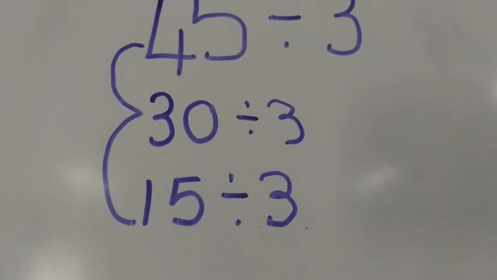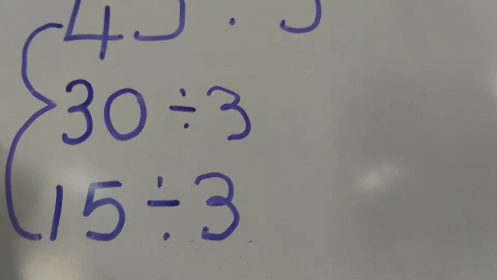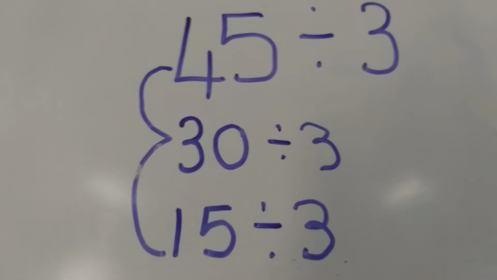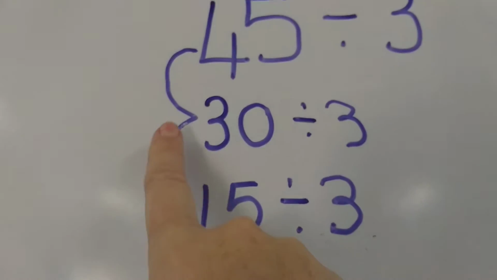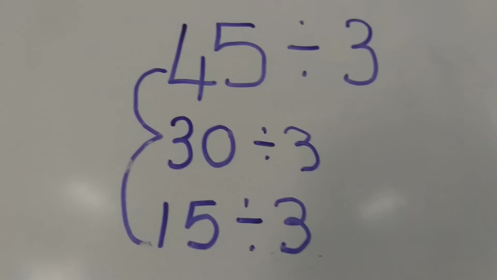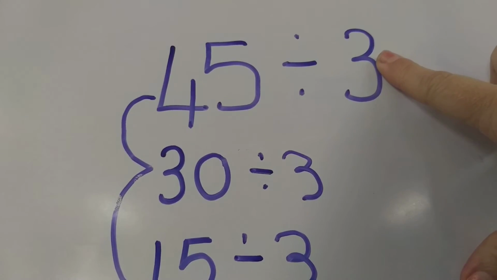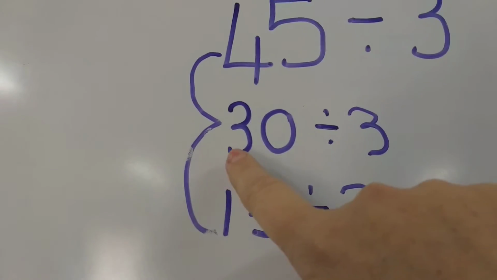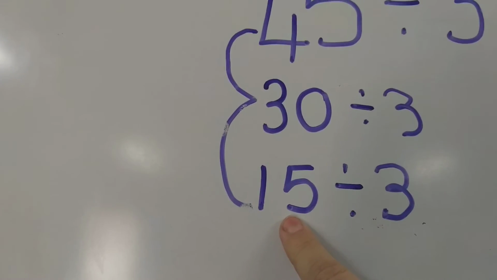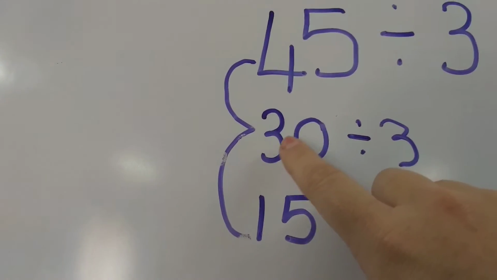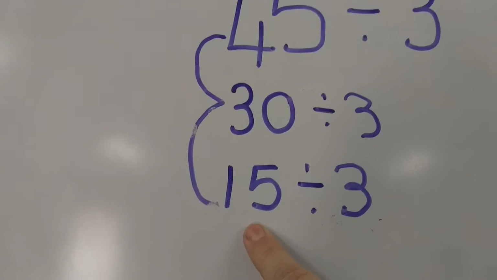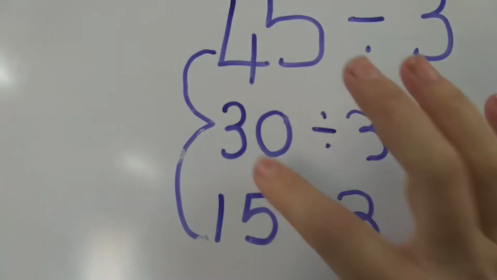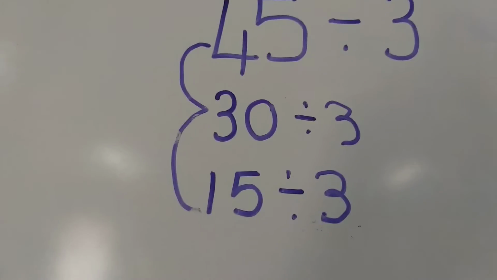So you might ask me, Mrs. Bickard, how did you choose 30 and 15? There's a little trick to help you choose what numbers to use to break it down. You look at what you're dividing by, and you quickly times that by 10. If I times 3 by 10, I'm going to get 30. You write that number down, and then you see what's left out of 45. If I take away 30 from 45, I've got 15 left. So that is just a little trick: we take this number here, we quickly times it by 10, and we get a number to start off with, and then we see what is left over.